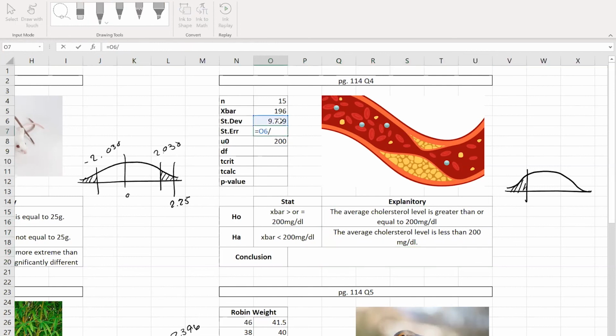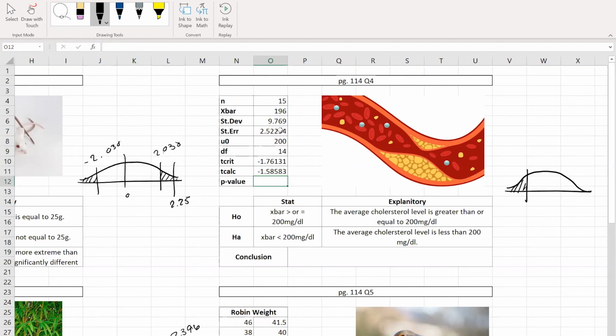So solve for our standard error, our degrees of freedom, and our critical value. We're going to use the 0.05 instead of 0.95 because we want the negative critical value. T-calc is X bar minus the null mean, divided by the standard error.